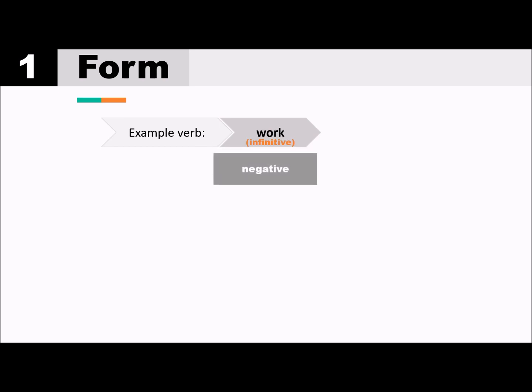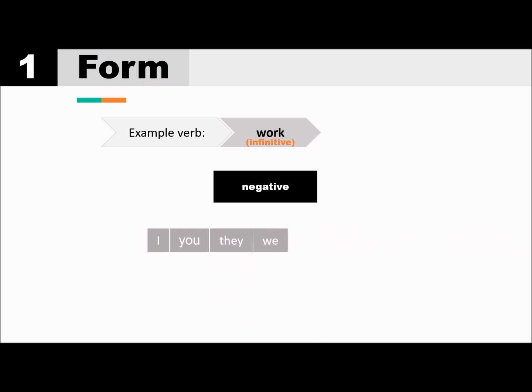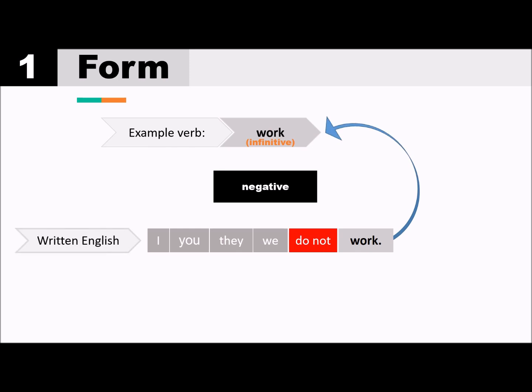In order to make a negative sentence with the personal pronouns I, you, they, and we, use the negative form do not and the infinitive form of the verb, which in this case is work. For example, I do not work. You do not work. They do not work. And we do not work.